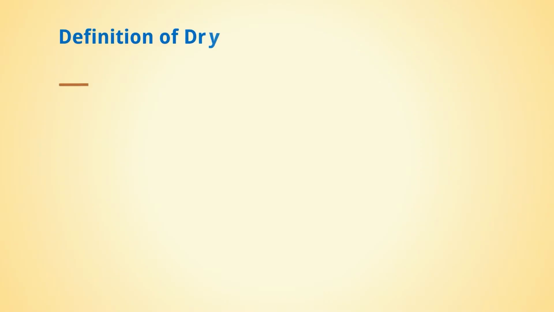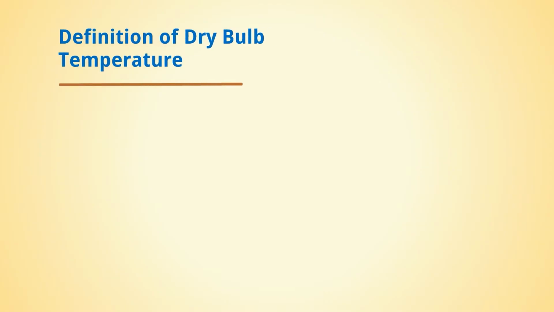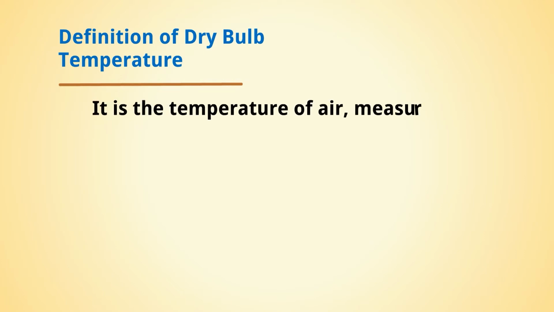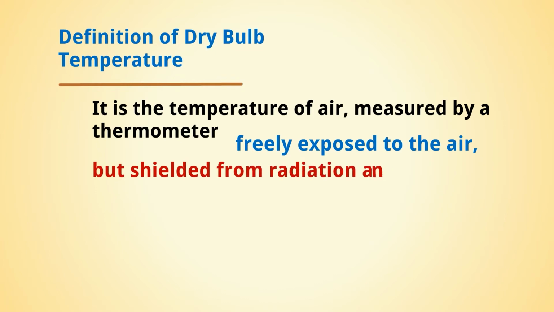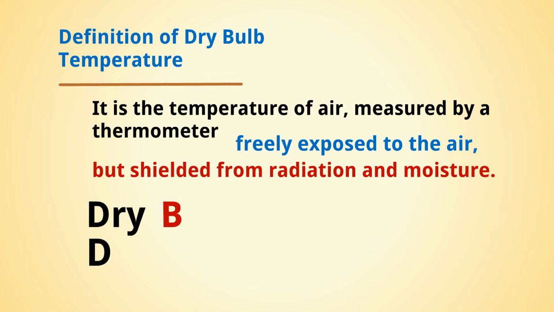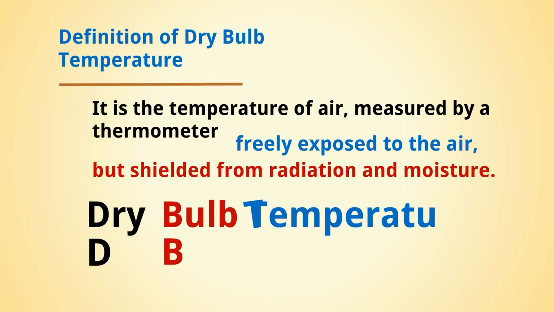We can define dry bulb temperature. It is the temperature of air measured by a thermometer freely exposed to the air but shielded from radiation and moisture, and it is abbreviated as DBT. So dry bulb temperature means DBT as well.